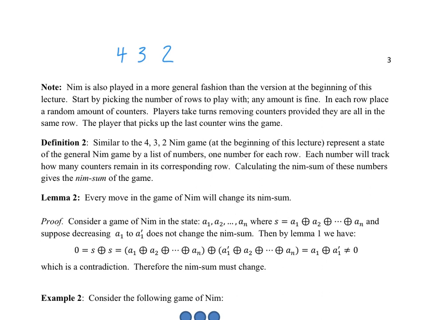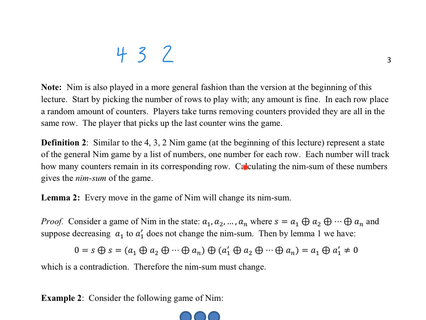And in general, the rules of the game are similar. The player that takes the last counter wins the game, and they alternate removing counters provided that they're all in the same row. Okay, so let's give a formal definition for the game of Nim in general. You can just list a bunch of numbers, one number for each row, just like this example from above. If you have different numbers, it represents different amounts in each row.